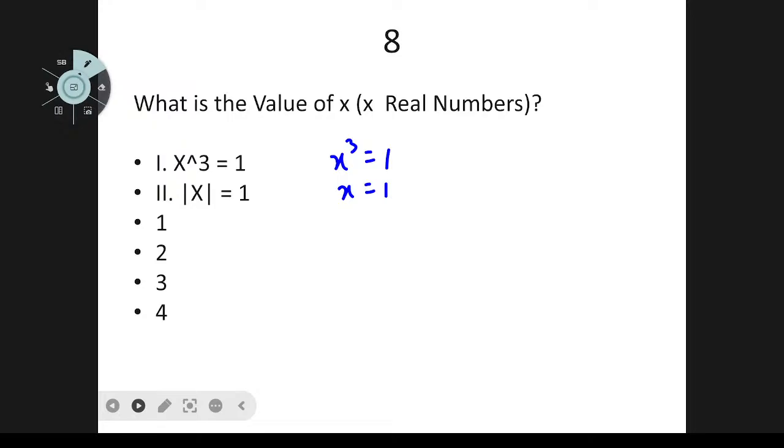If I take x as minus 1, x cube will be minus 1. So for this to happen, x should be 1. So what is the value of x? Definitely 1. I got to know by using the first statement. All right, I hope everyone got it.